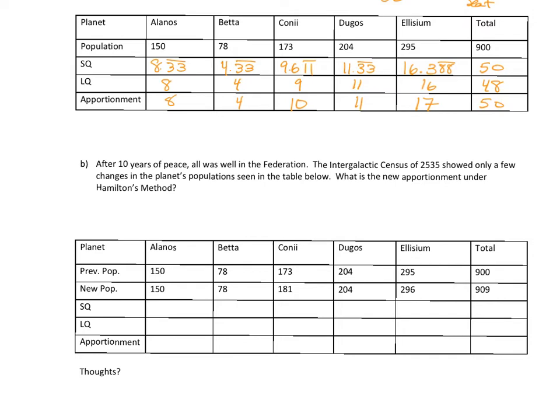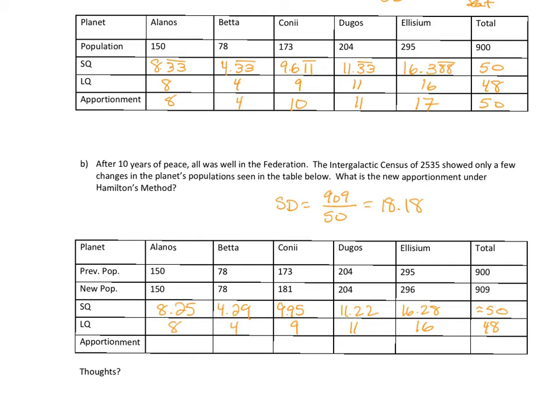So we're going to go ahead and do Hamilton's method here. We start by calculating the standard divisor, total people divided by number of seats, and we get 18.18. I'm going to divide each state's population by 18.18. Okay, with those calculated, we now do the lower quotas, which we get by rounding everything down. So we have 8, 4, 9, 11, and 16, and that adds up to 48 again.